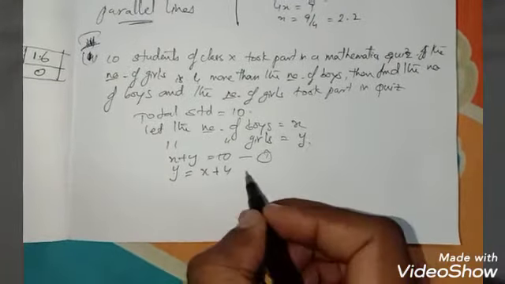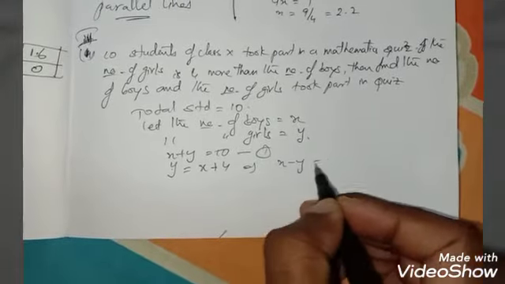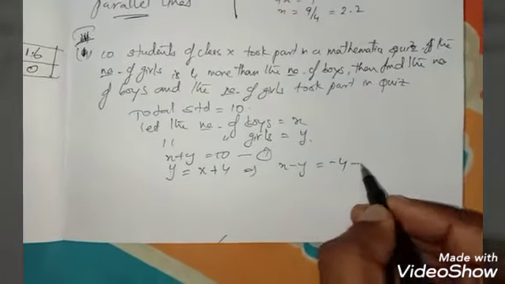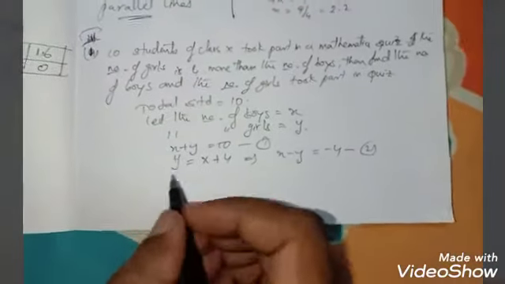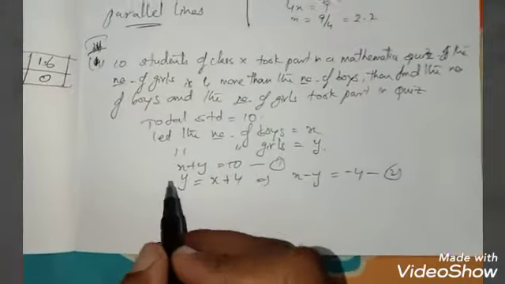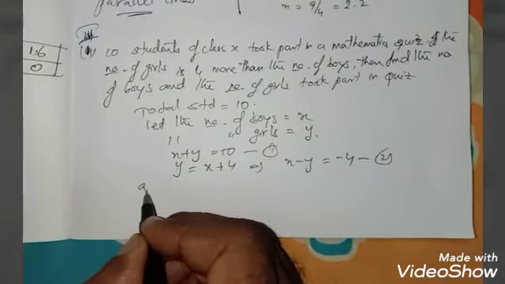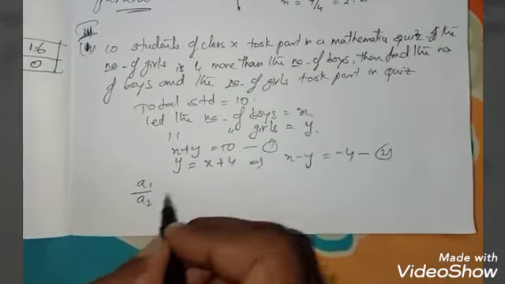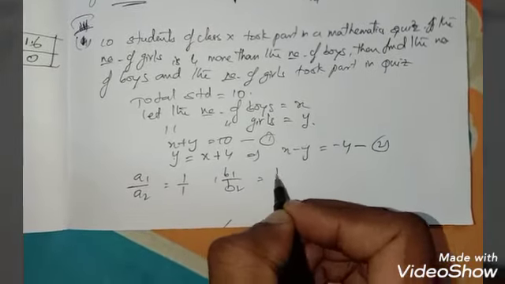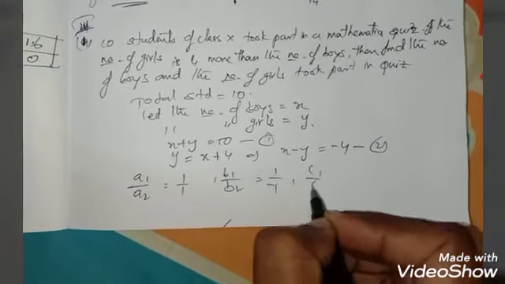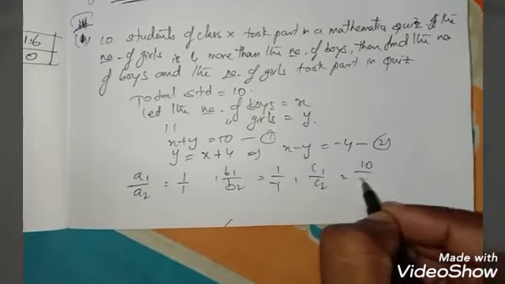So I can rewrite this equation as x minus y is equal to minus 4. This will be a second equation. After getting these 2 equations, we have to verify whether it is parallel lines or intersecting lines by using this condition: a1 by a2 is equal to 1 by 1, b1 by b2 is equal to 1 by minus 1, c1 by c2 is equal to 10 by minus 4.